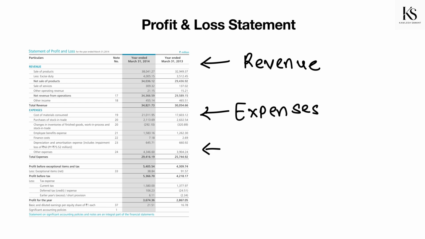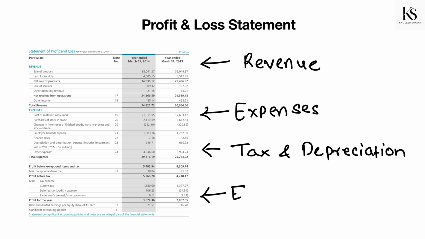The expenses incurred to generate the revenues. Tax and depreciation. The earnings per share number. From my experience, the financial statements are best understood by looking at the actual statement and figuring out the information. Hence, here is the P&L statement of Amara Raja Batteries Limited. Let us understand each and every line item.